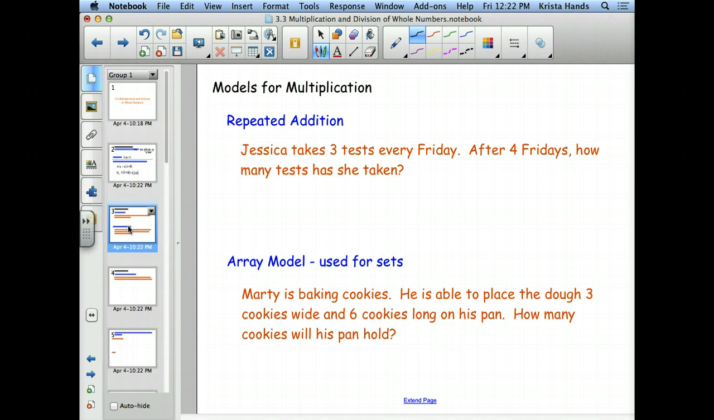All right, so the first one for multiplication is repeated addition. Jessica takes 3 tests every Friday. After 4 Fridays, how many tests has she taken? Too many. Yes. All right, so how is this being represented? Well, we're actually repeating addition. We have 3 on Friday number 1, and 3 on Friday number 2, and 3 tests on Friday number 3, and 3 tests on Friday number 4. This is 3 times 4, because we're repeating those tests. And of course, the result is 12.